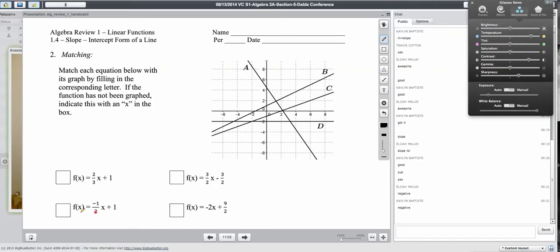It's the first one or the second one. I'm writing with mouse. It's the one with the negative 2. Why? Why, Kaylin? How did you figure that out so quickly? What was your thought process there? What did you look at?